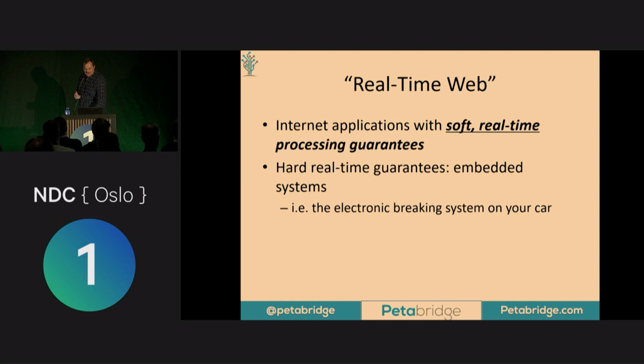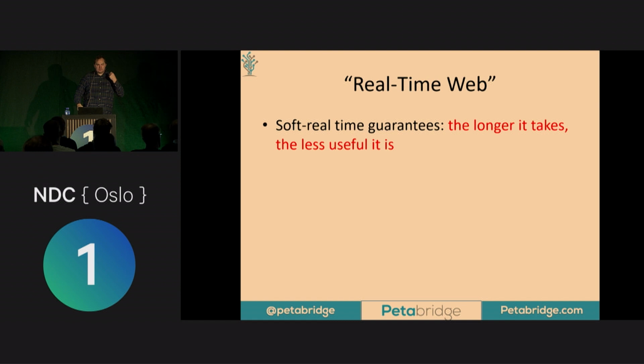We're talking about cloud-hosted applications or things that might be hosted on-premise in a data center, but generally speaking, internet-connected applications that have a soft processing guarantee. This means that the operating system doesn't fail if our request takes longer than 100 milliseconds, but it might mean our users get pissed off. That's the distinction there. So a soft real-time processing guarantee means that the longer something takes, the less useful it is. That's the gist of it. So data becomes stale really quickly.